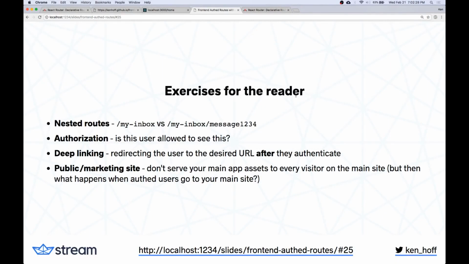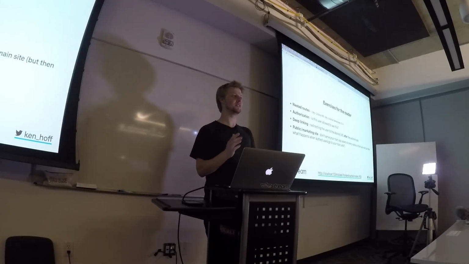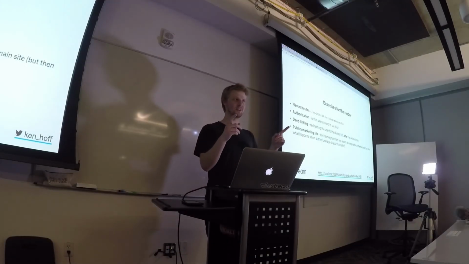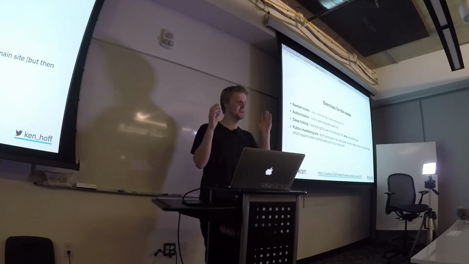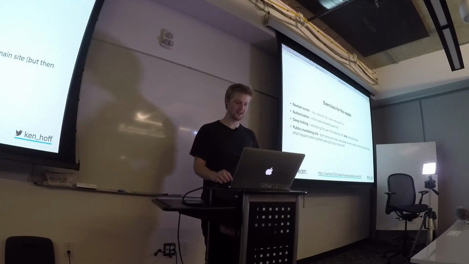And then public/marketing site, this isn't quite a React Router thing, but this is a thing that's very important to think about as a front-end web developer, is what are you serving every single time somebody comes to getstream.io versus getstream.io/app or app.getstream.io. Where does your web app sit and where does your marketing site sit? Those things are pretty critical to think about. So that might be another fun little thing that you can do.